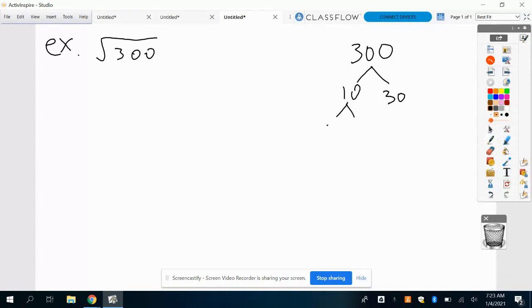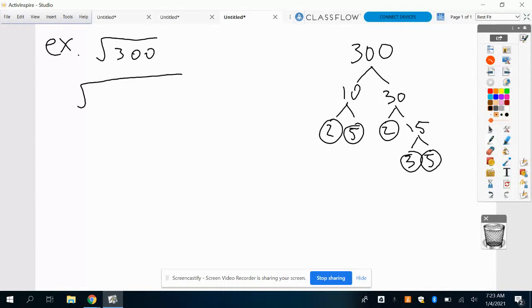So 10 is the same thing as 2 and 5. Those are both prime. 30 is 2 and 15. 2 is prime. And then we got 3 and 5. So there's your prime numbers. So then if we rewrite the square root of 300 with our prime factorization, we have 2 times 2 times 3 times 5 times 5. So that's the prime factorization.